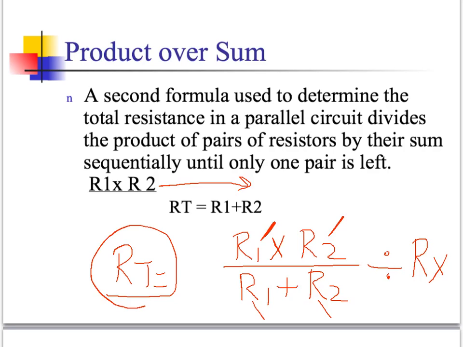So then if we have more than 2 resistor values, we might have to go to, say, Rx, and we're going to multiply that by, say, R3, and then we'll just divide that by Rx plus R3. And we just simply keep paring those down until ultimately we end up with this value right here, which is our resistance total.